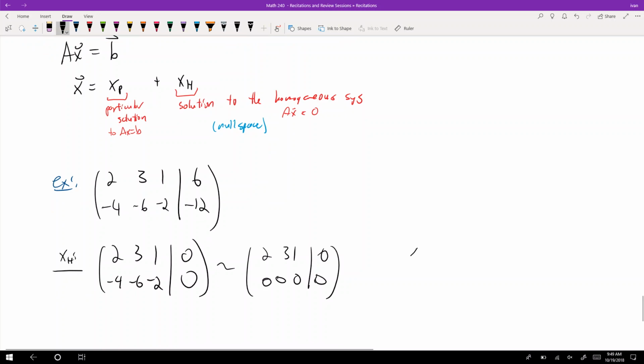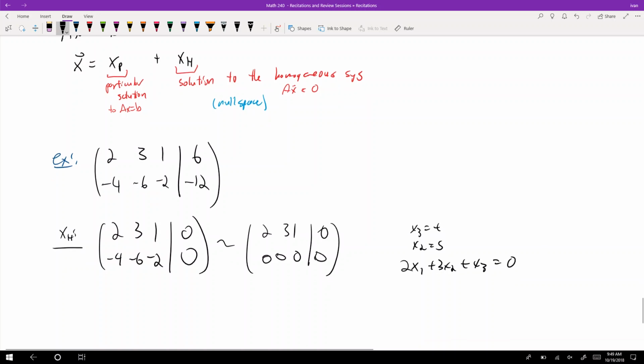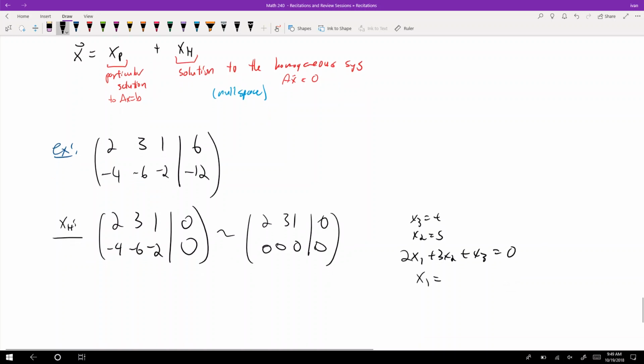What do we got? x3 is equal to t, x2 is equal to s, and 2x1 plus 3x2 plus x3 is equal to 0 from row 1. And then solving for x1, I see this is equal to -3/2 s minus 1/2 t. So xh is equal to (-3/2 s minus 1/2 t, s, t).